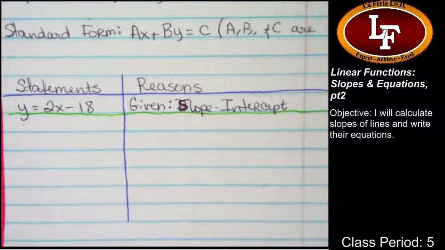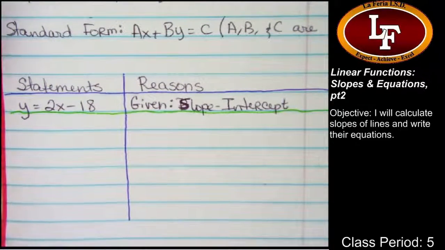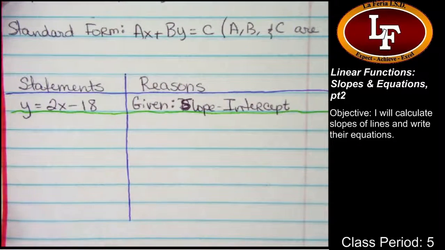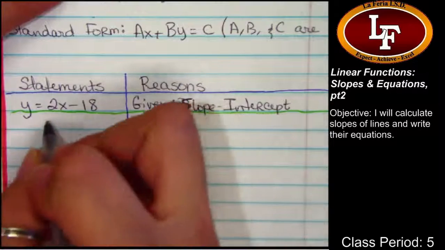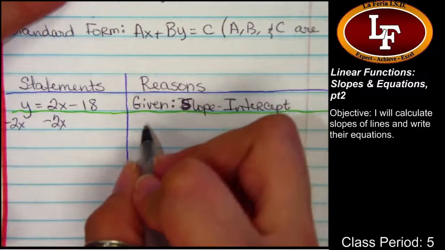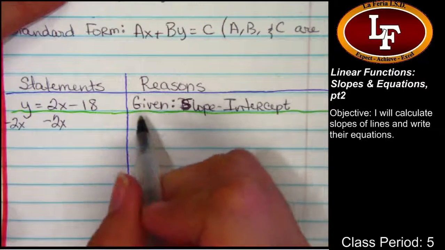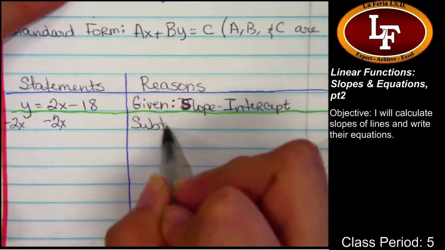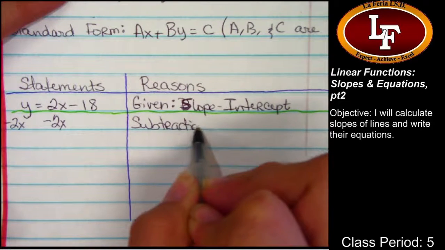So what's the first thing I should do to get X and Y on the same side of the equal sign as each other? Minus 2x. All right, we want to subtract 2x. What's the name of that property that allows me to do that? Subtraction. Beautiful. It's the subtraction property.